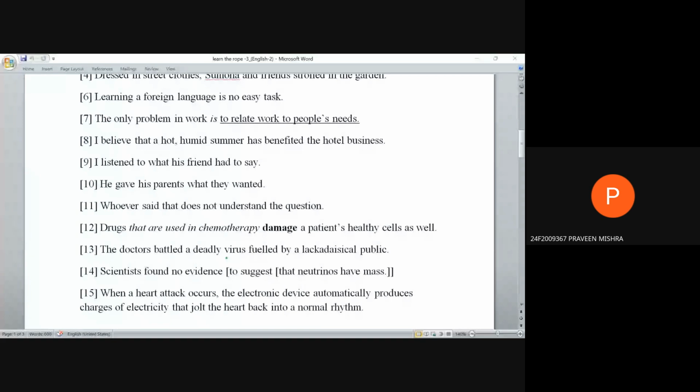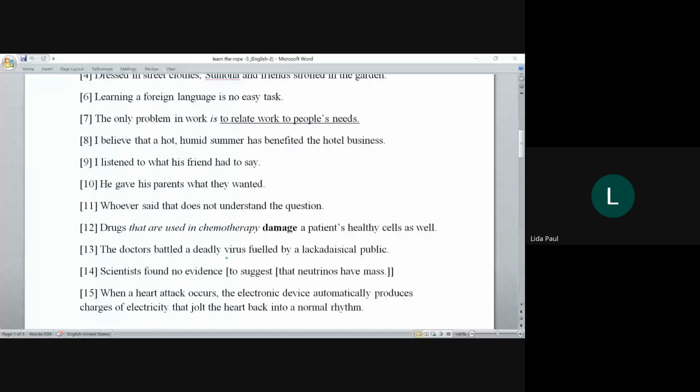I think this sentence has two clauses. Sorry? It has, I think, two clauses. It has two clauses. No, it only has one clause. Ma'am, I think whoever said is a dependent clause. Whoever said that is your subordinate clause.